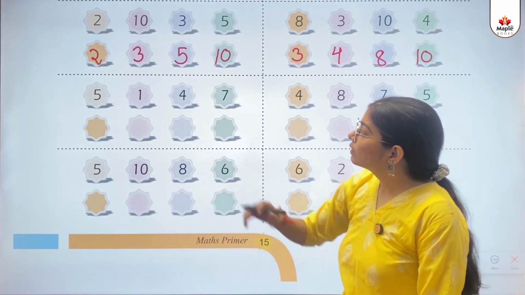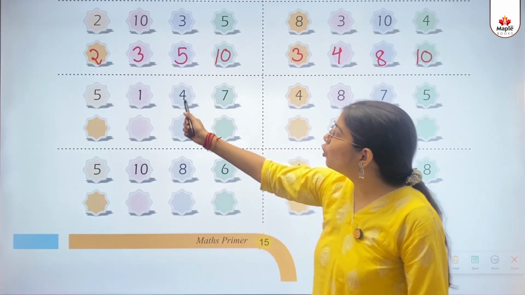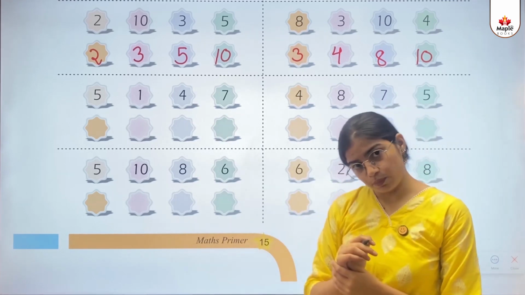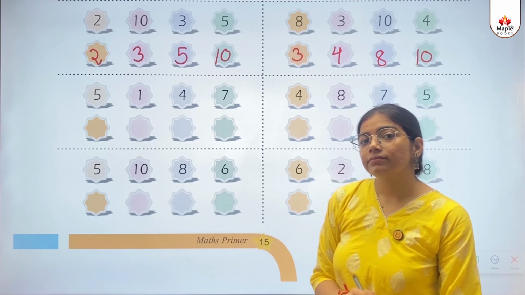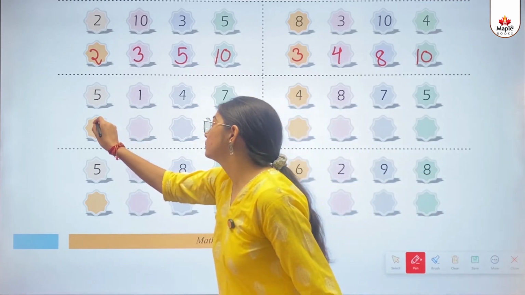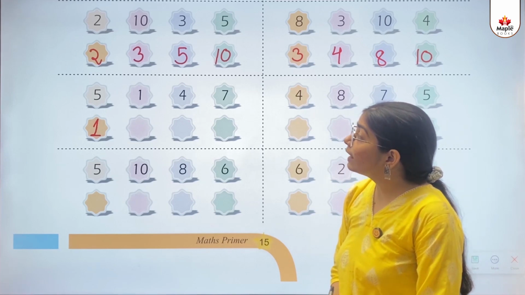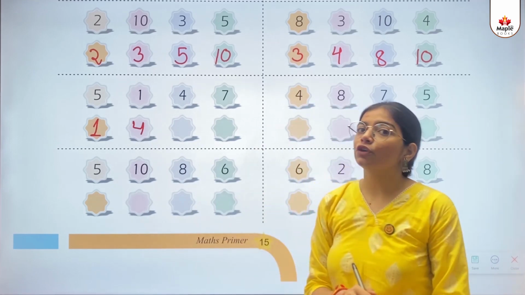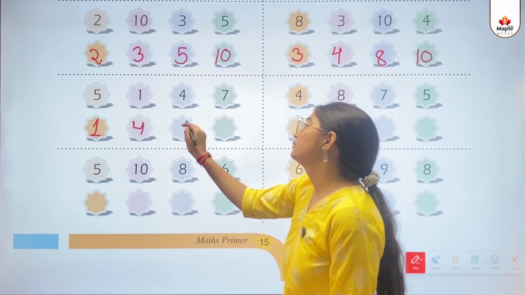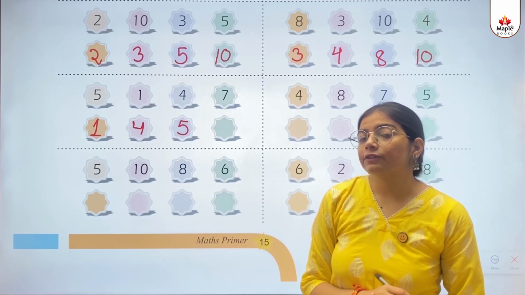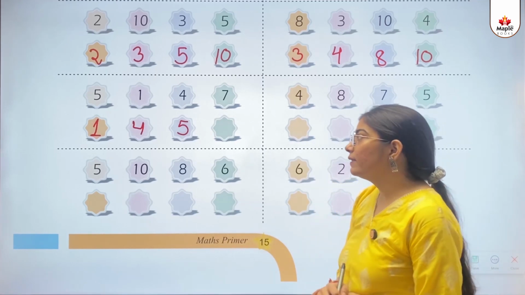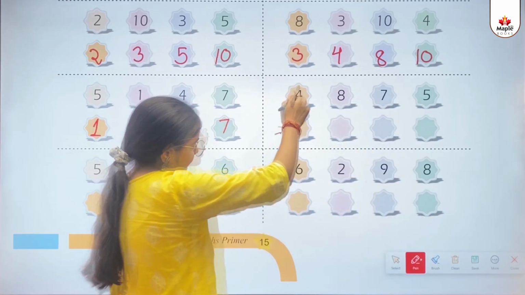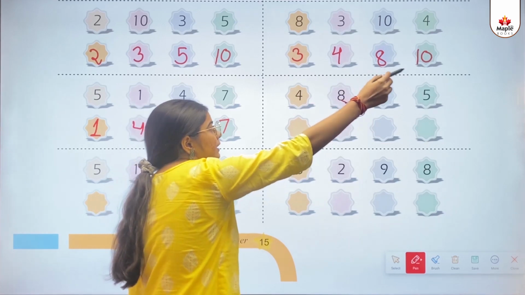In this part, 5, 1, 4, 7 are written here. So, we will look at which one is the smallest one. Tell me. 1 is the smallest one. Then after 1, which one is the greater one? 4. After 4, 5. Then after 5, which one is the greatest one? 7.